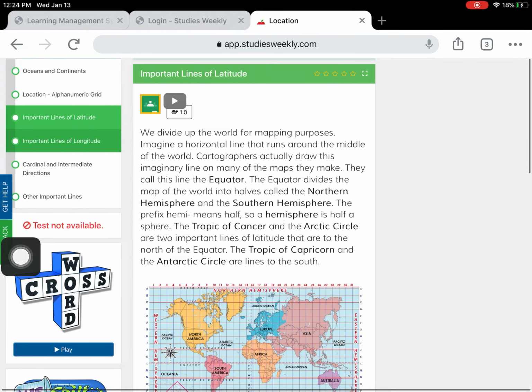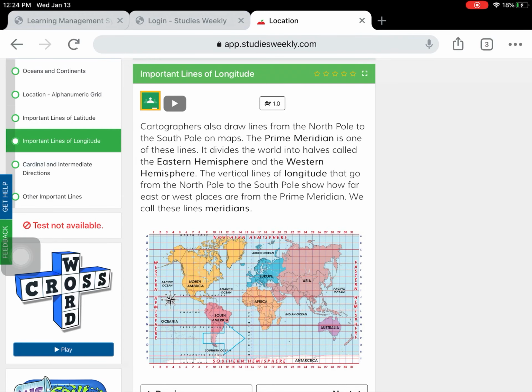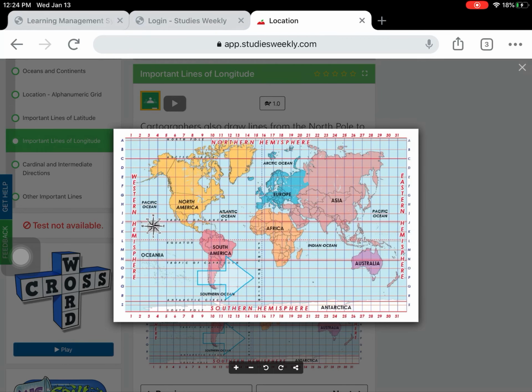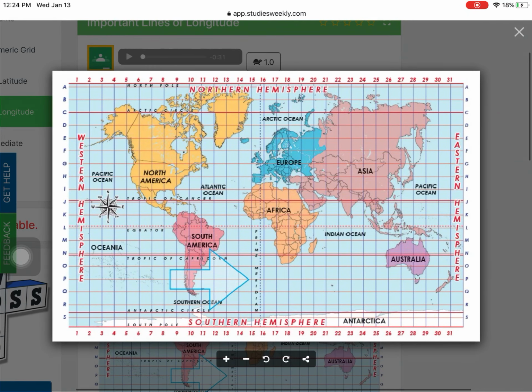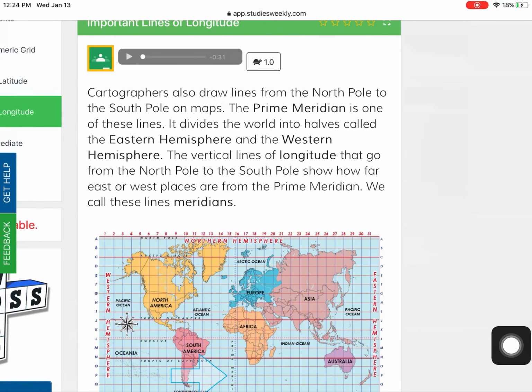If you remember from yesterday, we also talked about lines of longitude. So look at this map for just a moment. We still see our equator on our map, but we also see something else called a prime meridian. I want you to take a look at that word right here. Think about that as we're reading. Cartographers also draw lines from the North Pole to the South Pole on maps. The prime meridian is one of these lines.